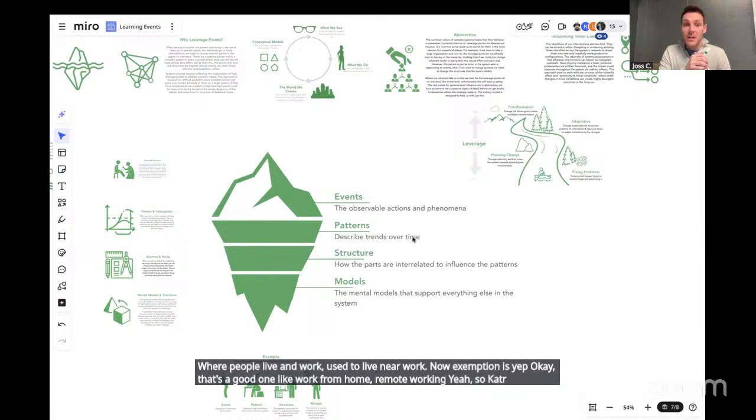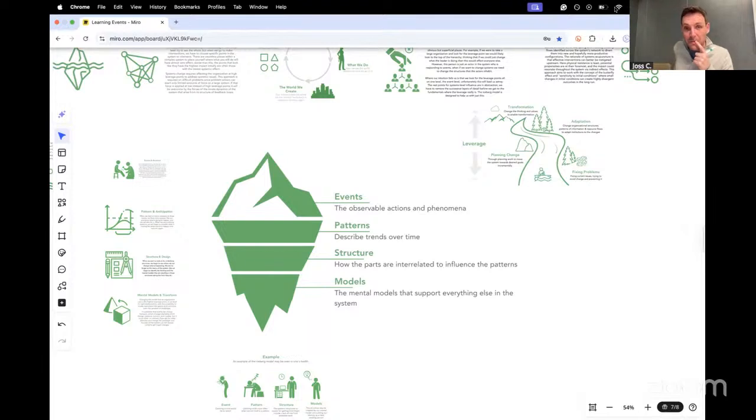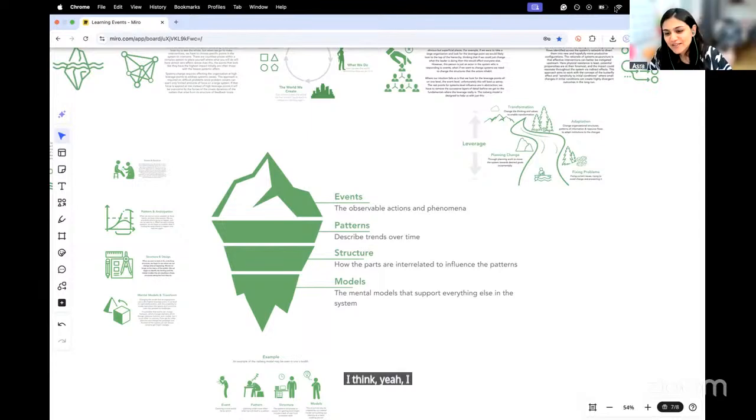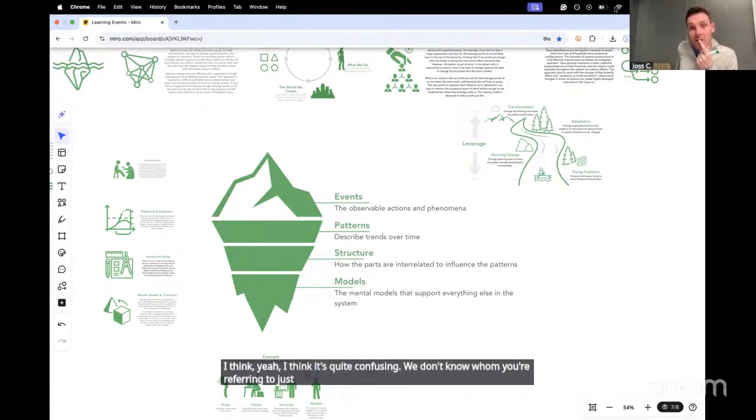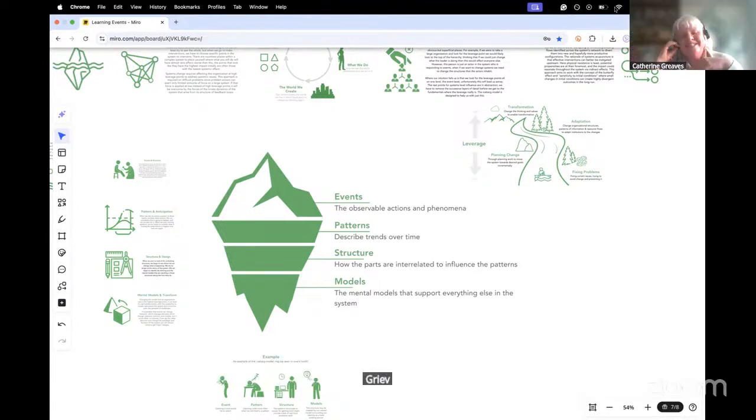Katrina, do you know much about this smoking in the UK? Would you like to add anything there? I think it's quite confusing. We don't know whom you're referring to. Katrina? It's Catherine Greaves. Sorry, my reading.